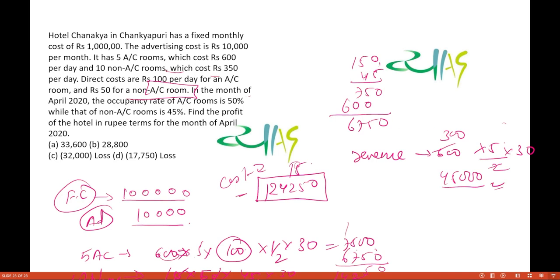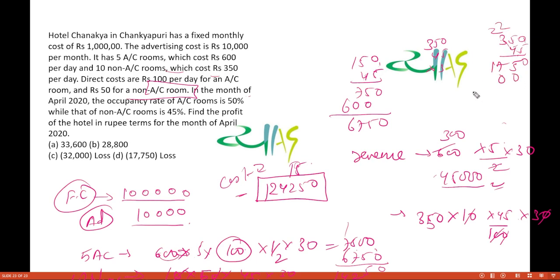And for this, how much is it? 350 into 10, but the occupancy is how much? 45%. So 45 by 100, for how many days? For 30 days. So this zero gets cancelled, this zero gets cancelled. How much are we left with? We are having 350 into 45 into 3. Okay, so let us calculate this. 350 into 45 is how much? 0, this is 25, this is 2, this is 15, 17, this is 0, this is 4 5 are 20, this is 12 and 14.